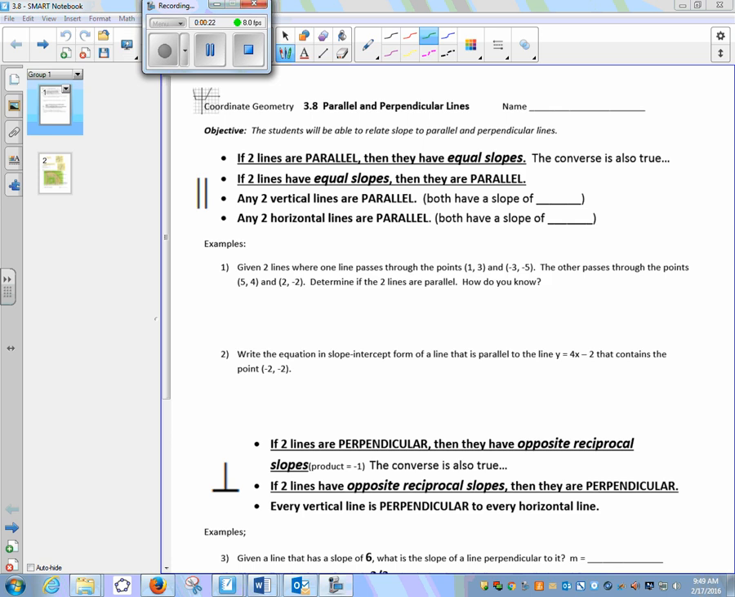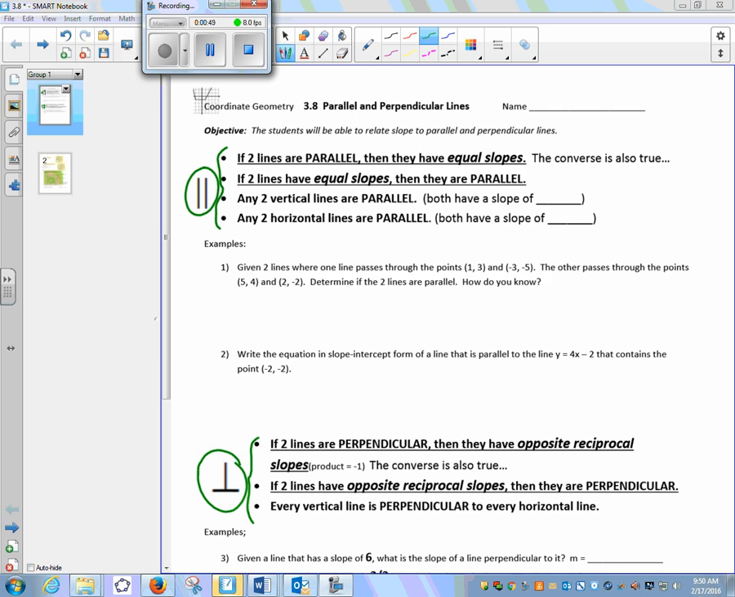So you can see here I have this parallel symbol. All of these bullet points here are about the parallel lines. And down here I have the perpendicular symbol, and all of these bullet points here are about perpendicular lines. So starting with the parallel lines. If two lines are parallel, then they have equal slopes, or the same slope.